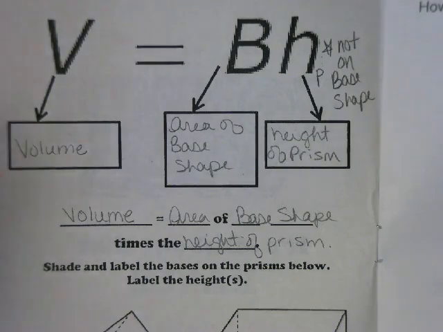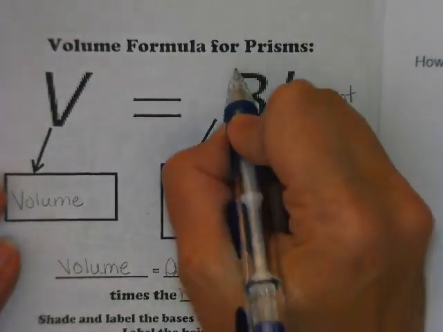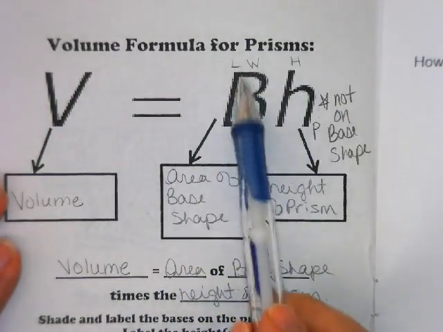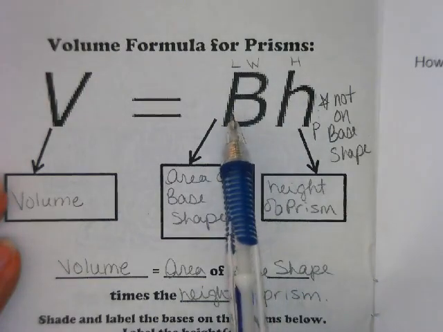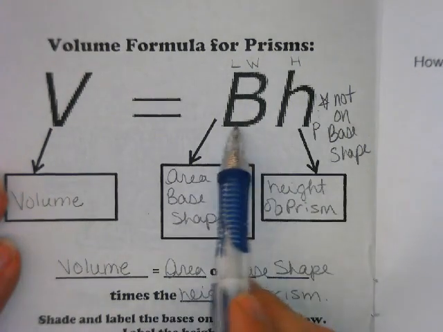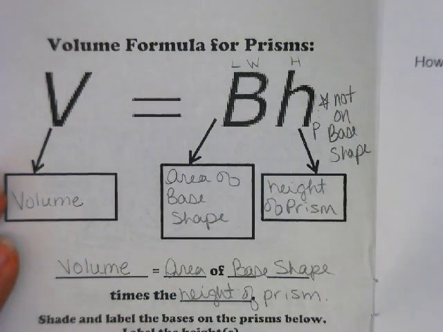It is just area times height, which is why when you learned last year and the year before, length times width times height, look at how I wrote this out. Length times width was area of our rectangle, right? Times the height of that prism. So you've been doing this. The only difference is now you have this big B. So don't get super confused because we're still going to draw that base shape out.